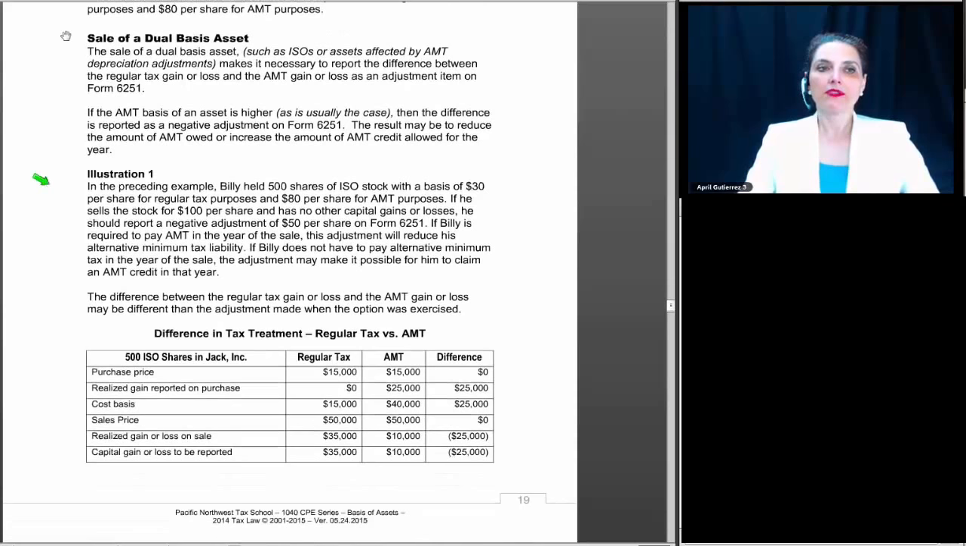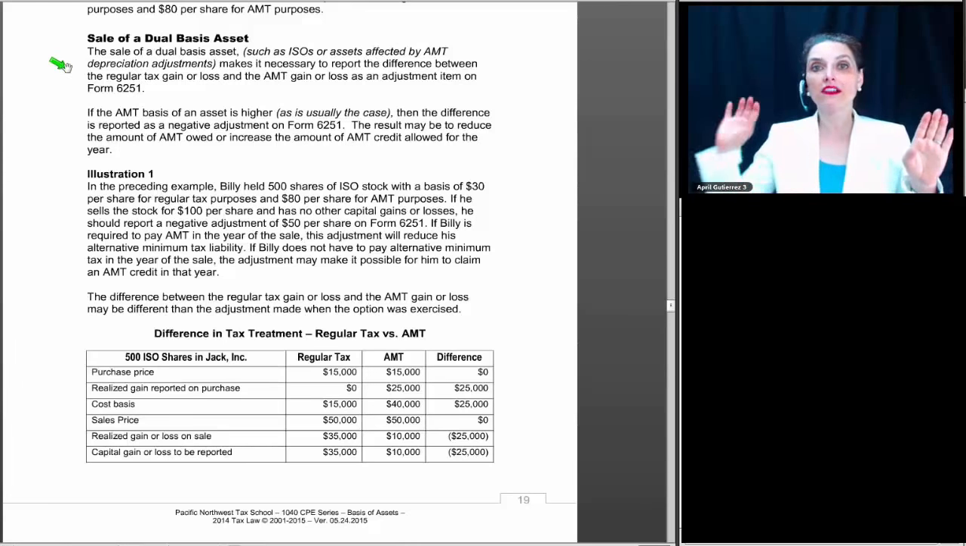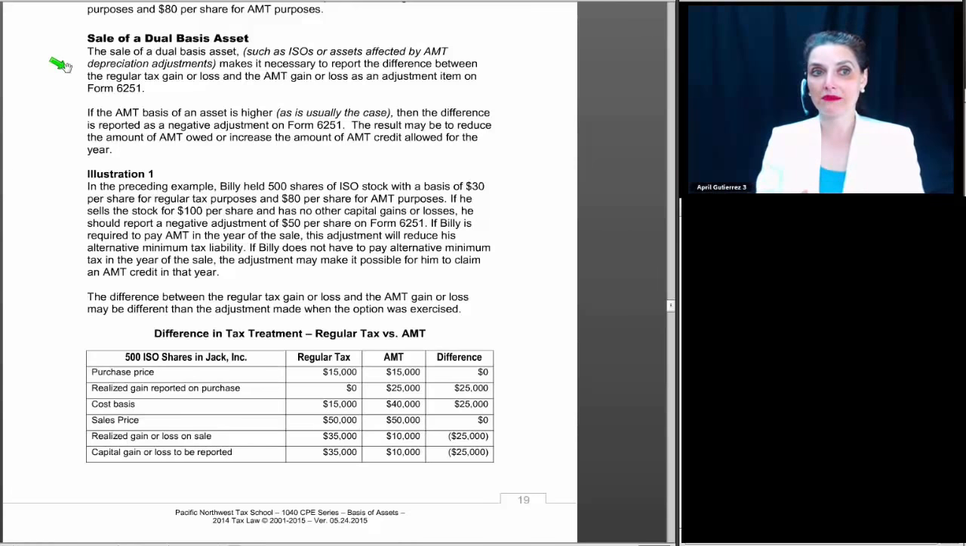So let's see what happens when you sell a dual basis asset. The act of buying an asset that triggers AMT is going to create a tax consequence under the regular tax, but when you turn around and sell it, now you have to worry about what's my basis under the regular tax and also what is my different or alternate basis under the alternative minimum tax.